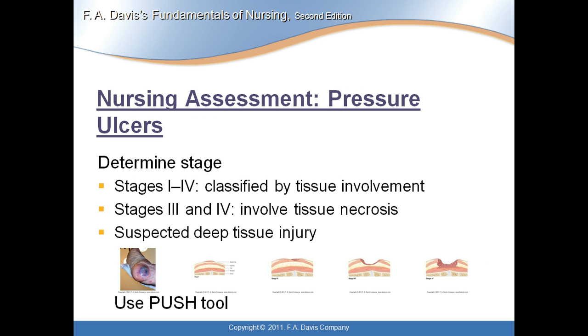So nursing assessments for the pressure ulcer determine stage. We have stages 1 through 4. They're classified by tissue involvement. Stages 3 and 4 involve tissue necrosis, and then also suspected deep tissue injury. And familiarize yourself with the PUSH tool.